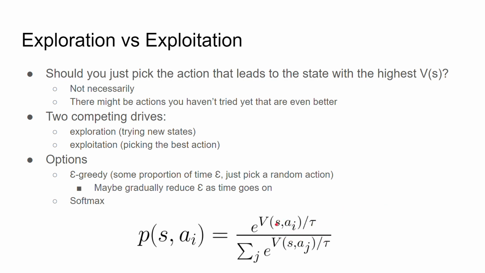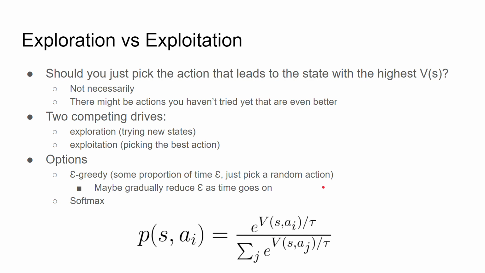Now, a notation issue, because I've got this weird new notation. This is the value from my current state if I do a particular action. Or the value of the state I will end up in if I'm at my current state and do a particular action. That's what's being meant there.